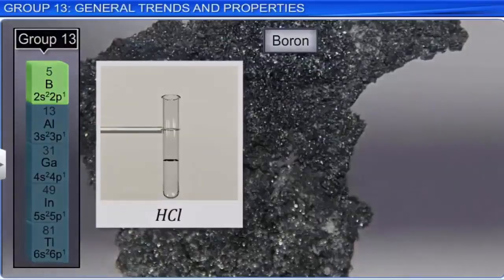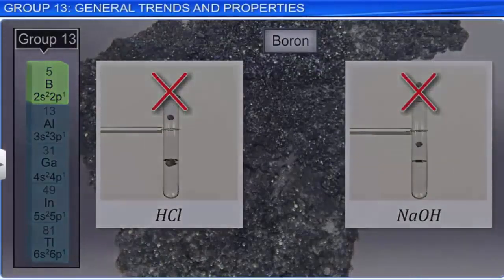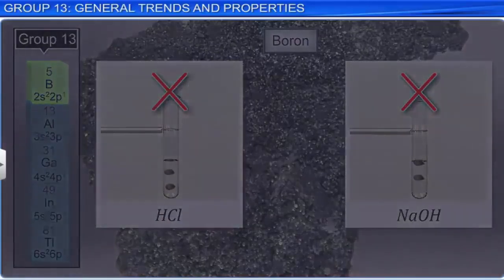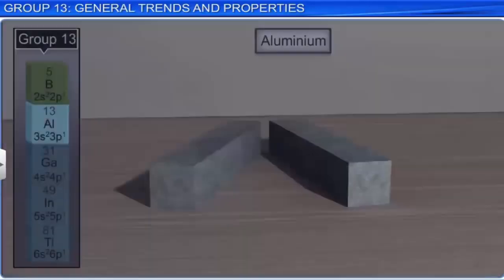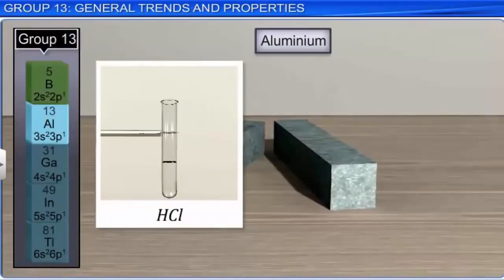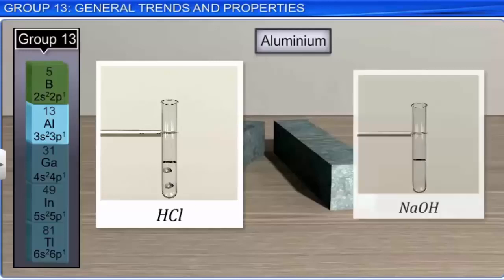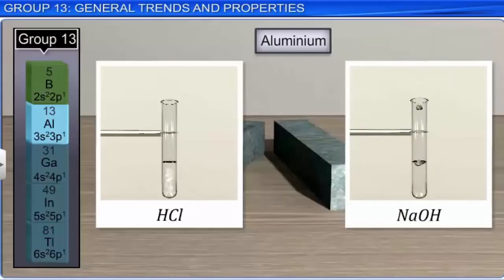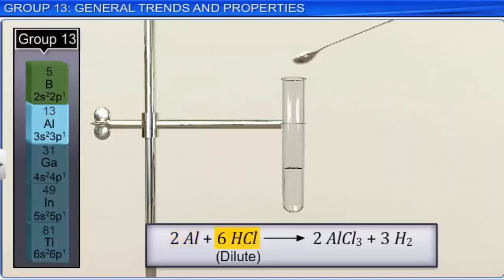Boron does not react with acids or bases. Aluminium is amphoteric. It dissolves in mineral acids, such as HCl, and it dissolves in aqueous alkali solutions. Aluminium reacts with dilute hydrochloric acid in a single replacement reaction, as shown here. Hydrogen gas bubbles out of the mixture.